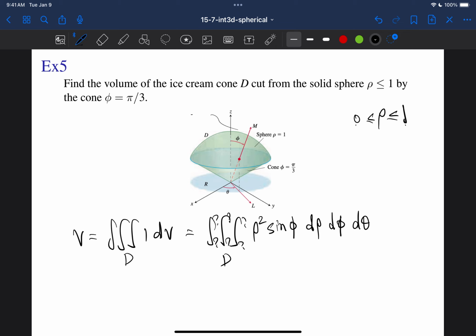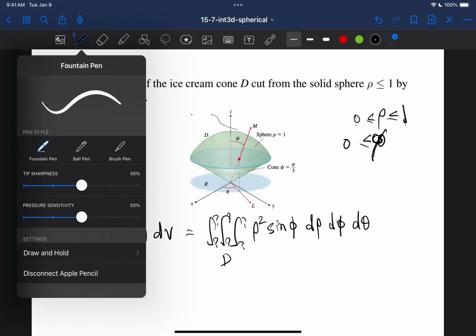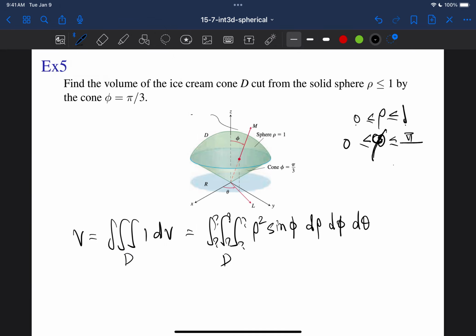All right. Now, what is d phi? What is the change of phi? We can think of this ice cream just like an umbrella. You can gradually open it all the way to the edge. So phi is from 0, the angle that overlaps with the z axis, all the way to pi over 3. Pi over 3 is the edge of this ice cream.